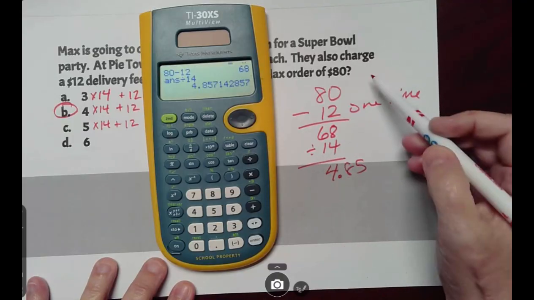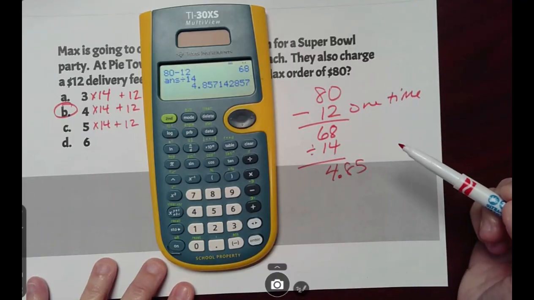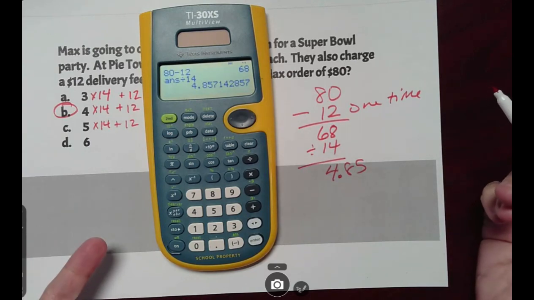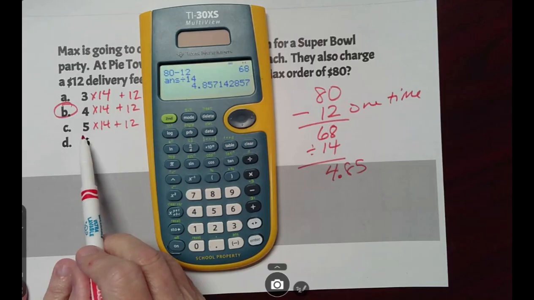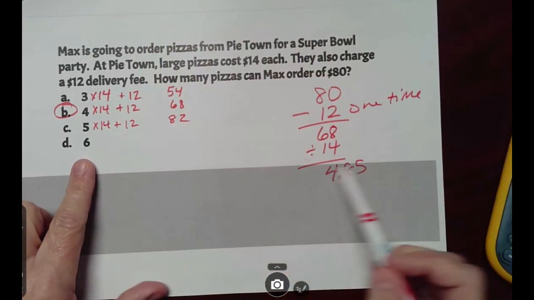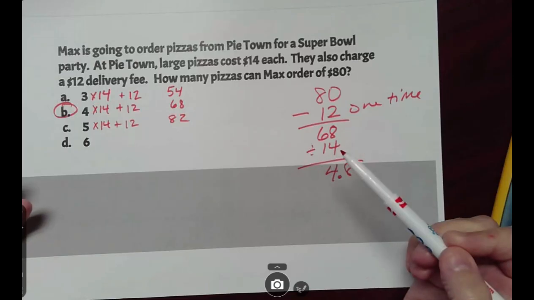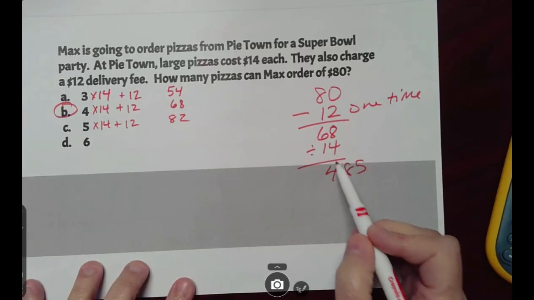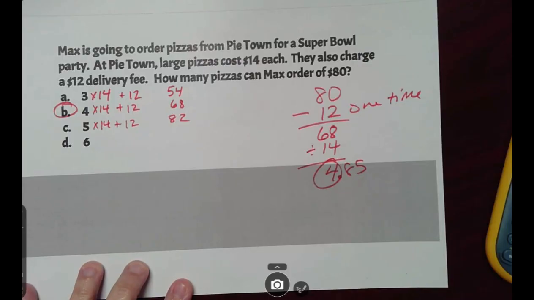But when students do it this way, a lot of times they forget, I round up. 4.85, well, you would round up to 5. But we already know if I buy 5 pizzas, I have gone over budget. This kind of question you cannot round up, because when you round up, that puts you over the budget. So we would just have 4 pizzas, but we'd have some leftover money that we didn't spend.